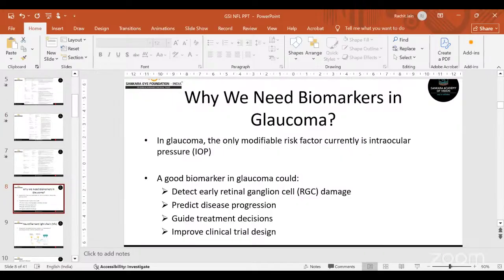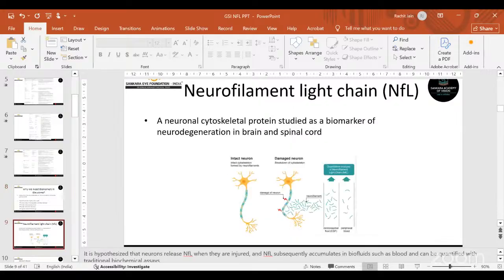So why do we need biomarkers in glaucoma? In glaucoma, the only modifiable risk factor currently is intraocular pressure. A good biomarker in glaucoma could detect early retinal ganglion cell damage. It can predict progression, guide decision making, and improve clinical trial designs.